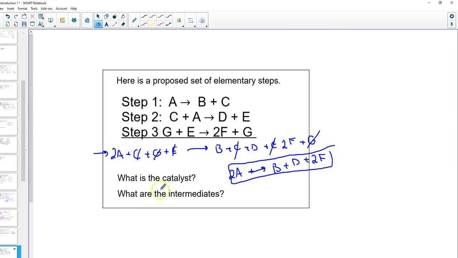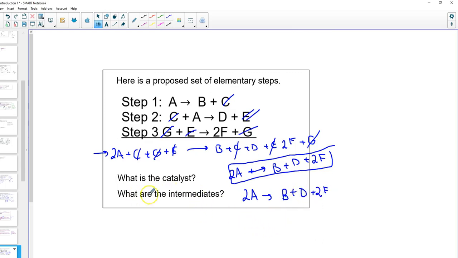The other way, I would start this way, but the shortcut way would just be to cross things off that are on both sides. I have a C here, C there. I have a G here, G here. I have an E here, I have an E here. And then at that point, I would just simply add everything up. I have 2 A's. I am producing a B, a D, and 2 F's. Okay.